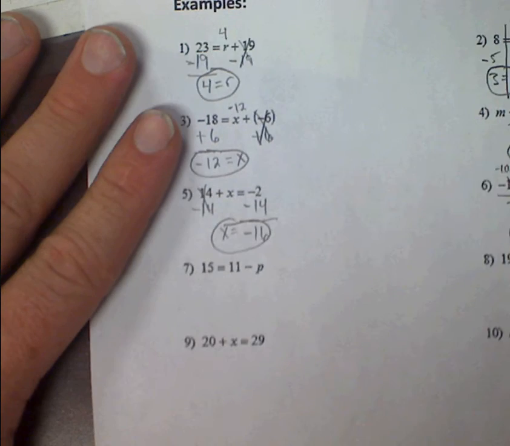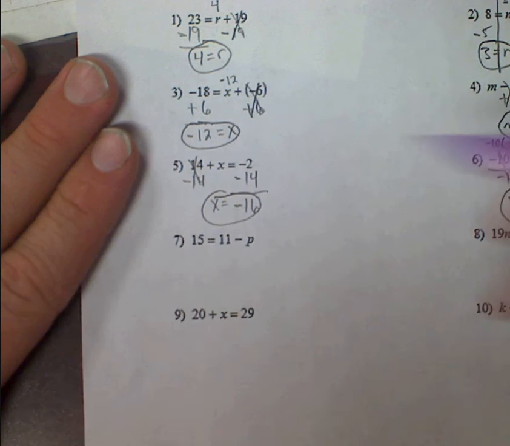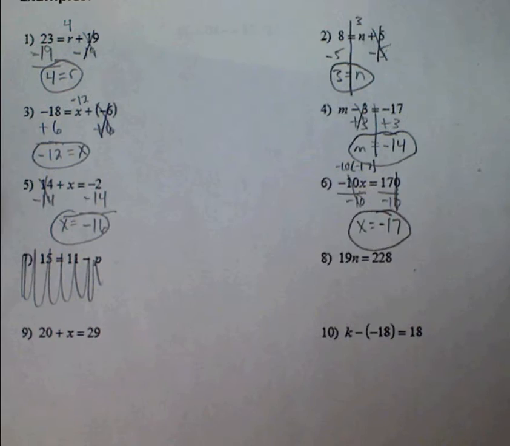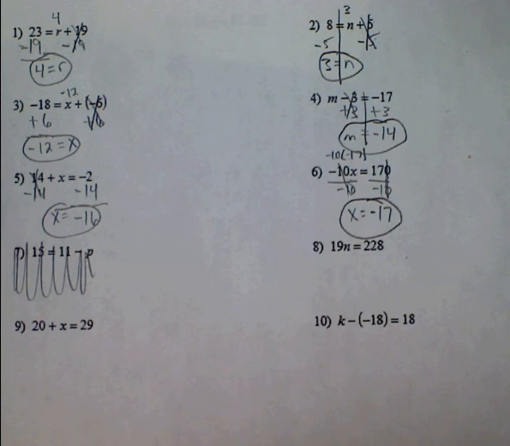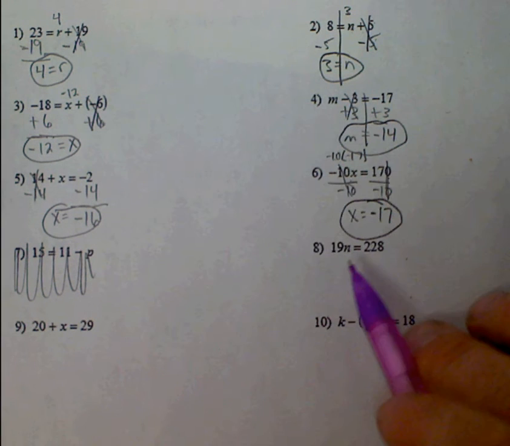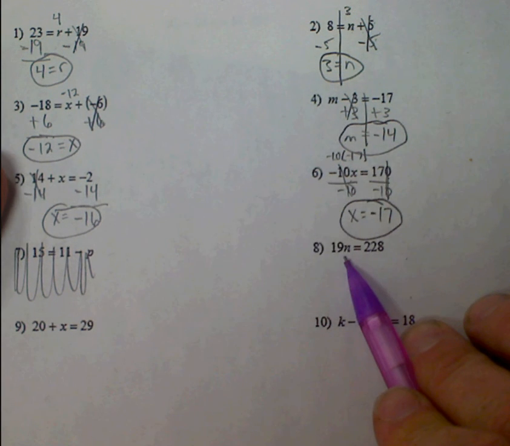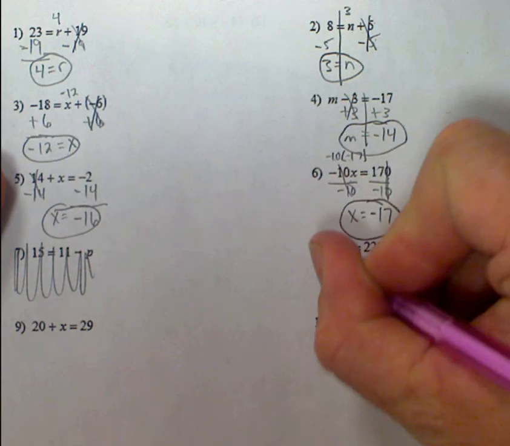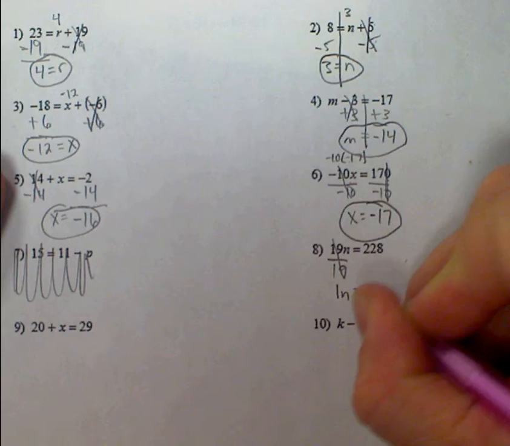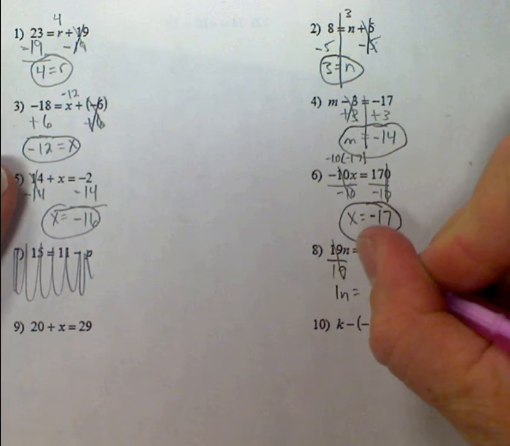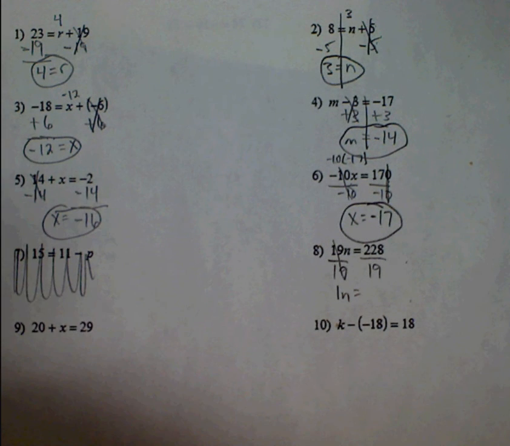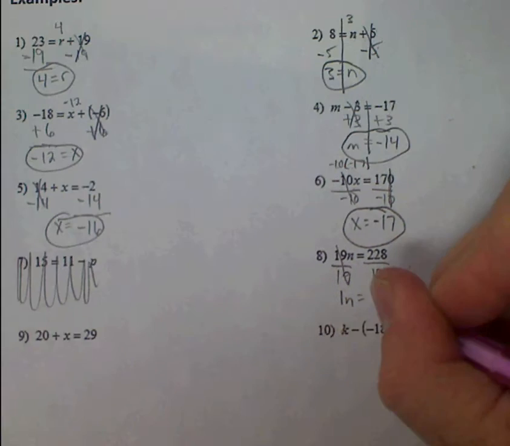Number 7. Go ahead and cross off number 7 because that's not what I want to teach just yet. Go on to number 8. Pause the video and try. On number 8, 19 is attached. If the number is attached, I have to divide. 19 divided by 19 is 1, so I get 1n, which is the same thing as n. Divide the other side by 19. 228 divided by 19 is 12.